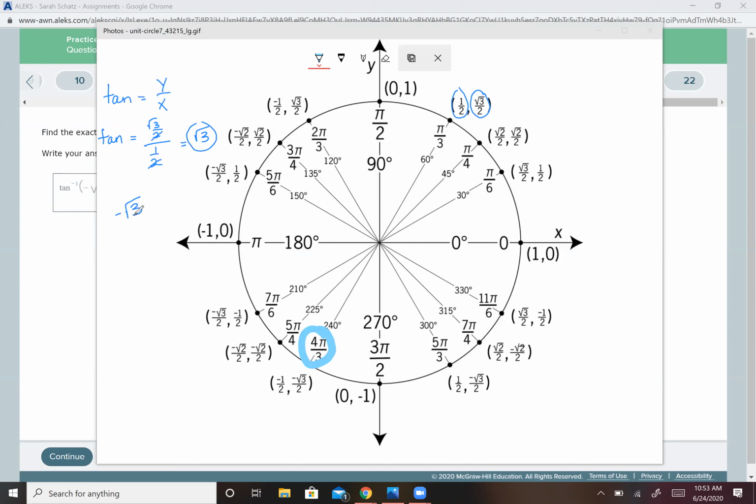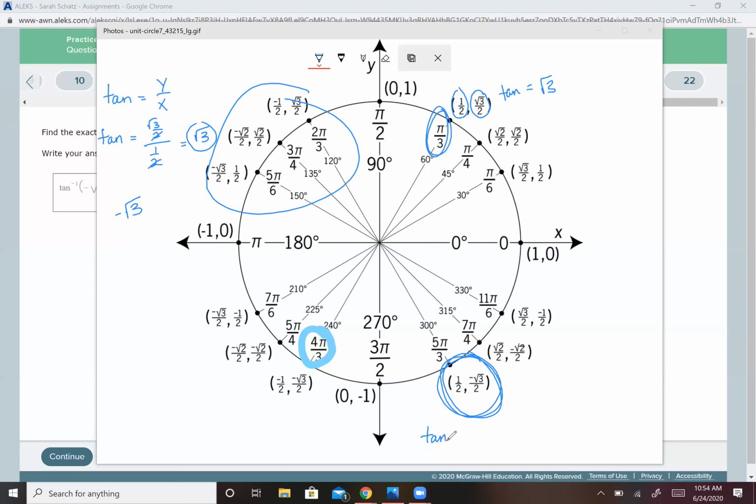So I just found that for pi over 3, tangent is positive root 3. Where is tangent going to be negative root 3, guys? Well, it's going to be, yes, definitely the second quadrant would give you a negative value, but I can't look at the second quadrant because it's not part of my range. I have to look at the fourth quadrant. You guys, I think it's going to be right here.